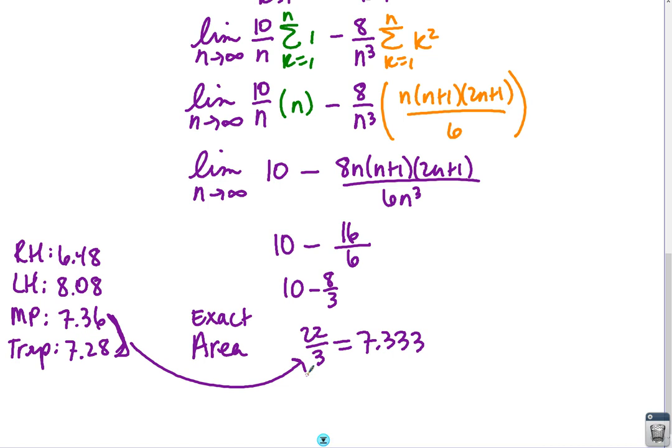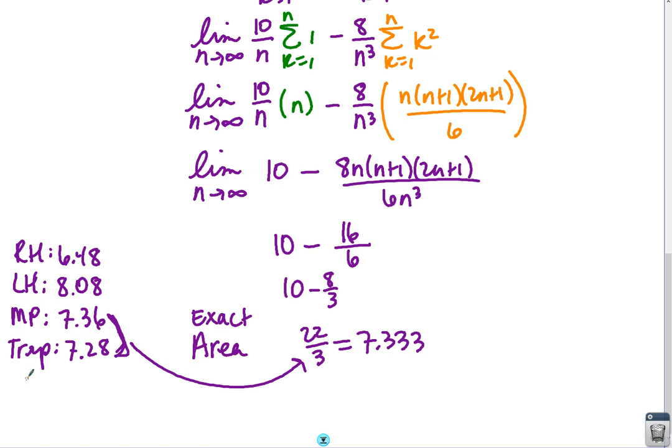So in the grand scheme of things, if we're trying to approximate area, 7.333 is our exact, and these two are pretty darn close. Depending on how exact we need it, this would probably cut the mustard. But if we needed to find the exact area under the curve, we would find the limit as n approaches infinity of those summations that we did yesterday. And that's how we have this lovely thing here.